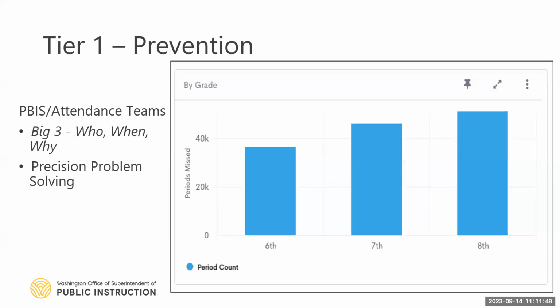And this is a 6th, 7th, and 8th grade example. So this middle school was looking at, well, what could we do at 8th grade to get our absence counts down here.